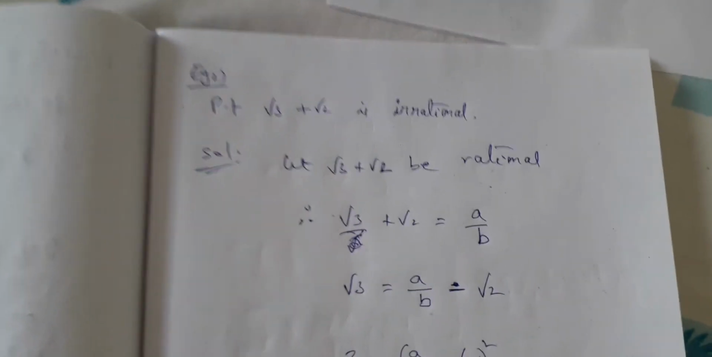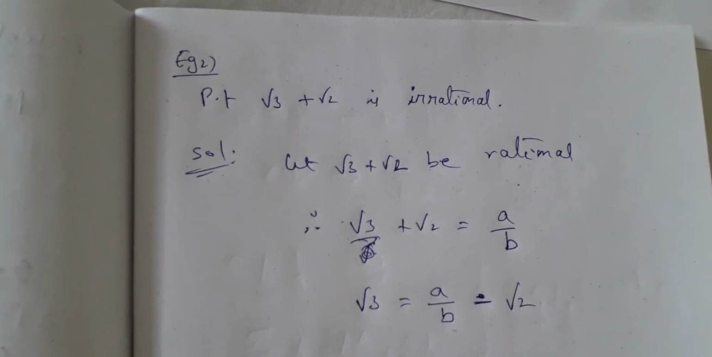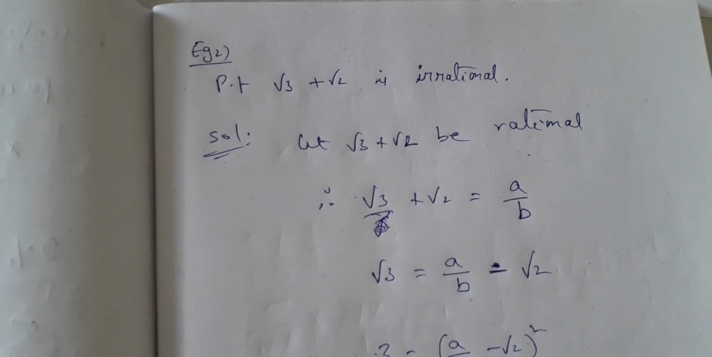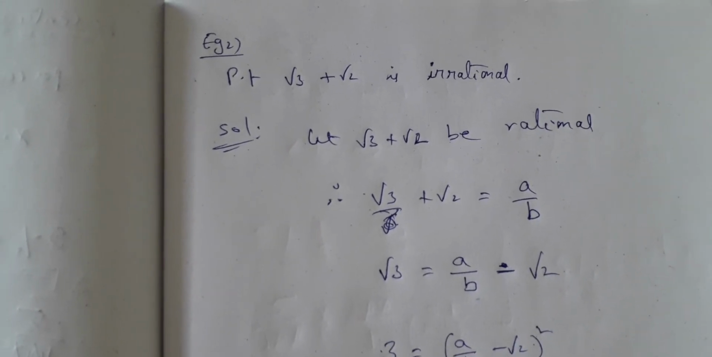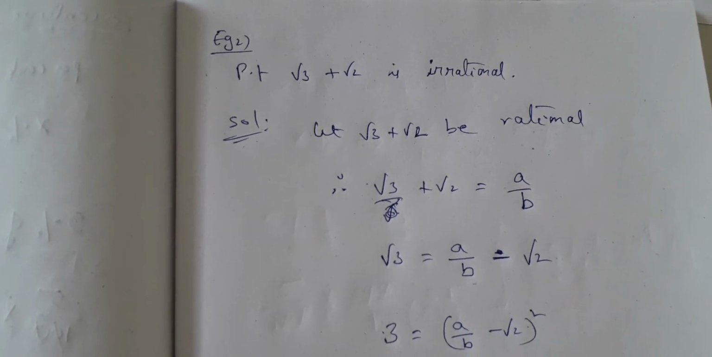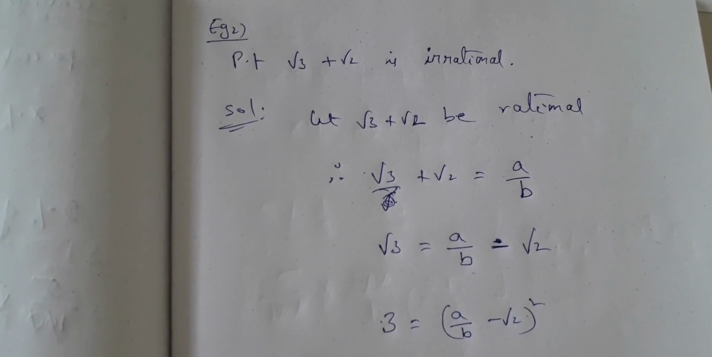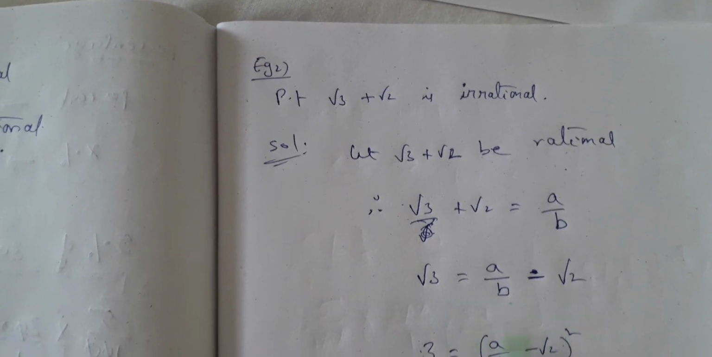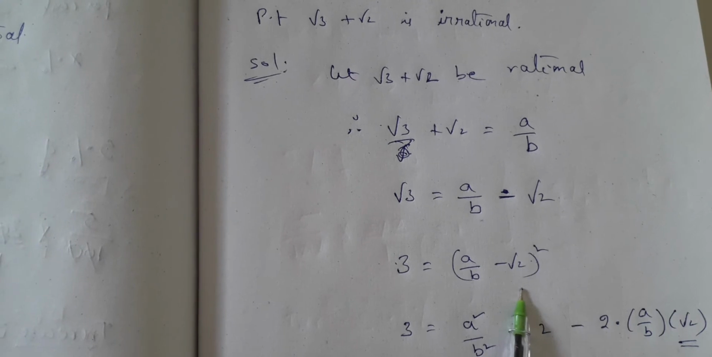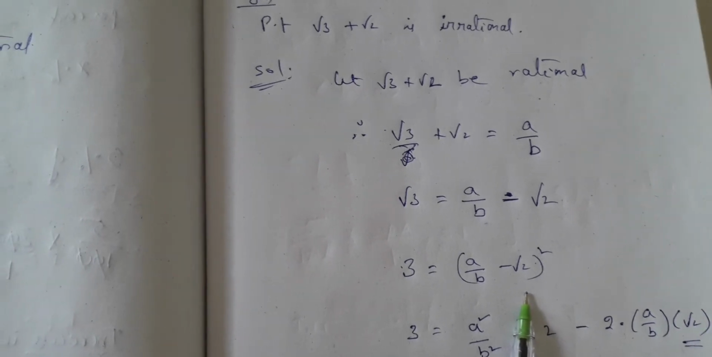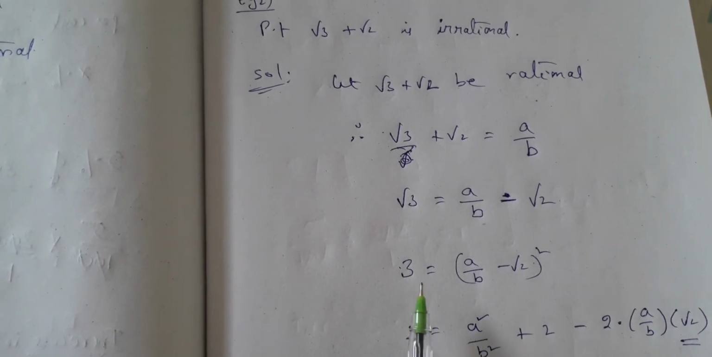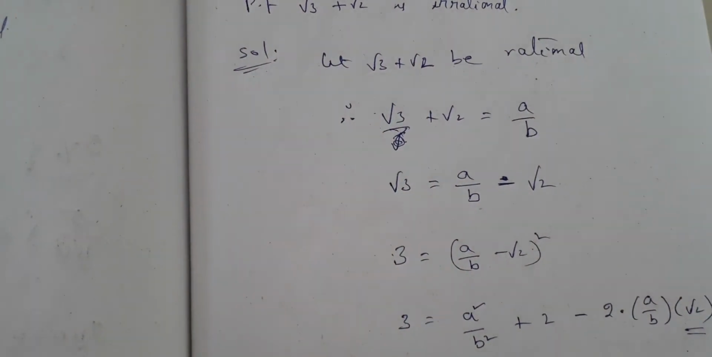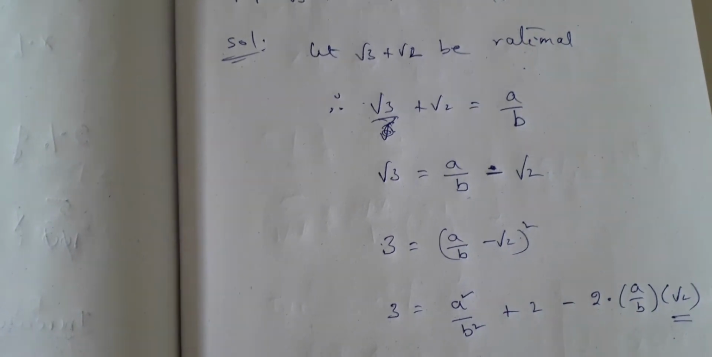So let us see what we did. Root 3 plus root 2, we took it as rational. So therefore we equated it to a by b. So root 3 is equal to a by b minus root 2. Why did we take this one? Because squaring on both sides, only one particular root should be left. Hence we squared on both sides. So it is different from the previous problem. In the previous problem there was no need for us to square on both sides. But here it is a must, because with two roots you cannot conclude it.